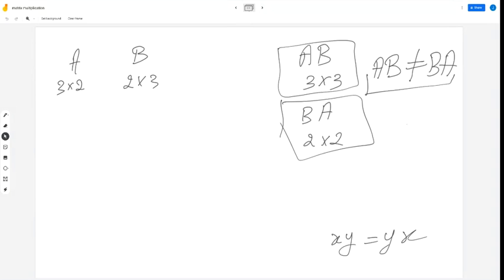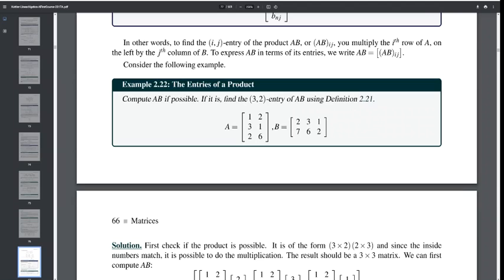Okay, so now I want to find the 3-2 entry in the matrix AB.